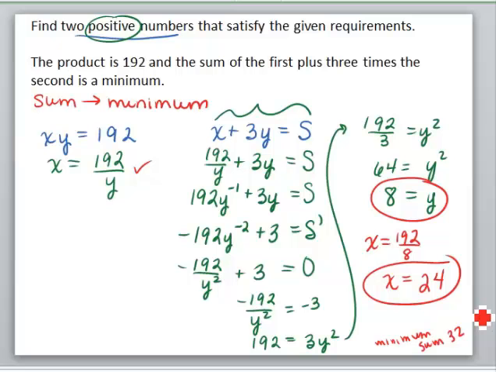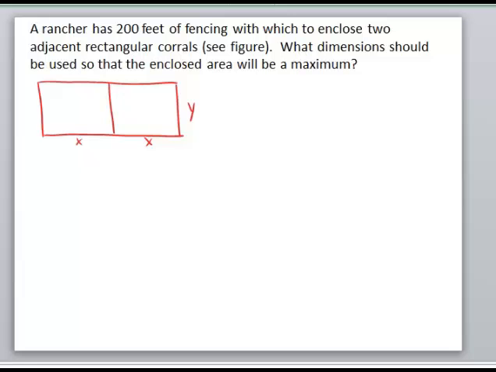You'll see them more in other problems. For the next problem, it says a rancher has 200 feet of fencing with which to enclose two adjacent rectangular corrals. You can see the picture that was given. What dimension should be used so that the enclosed area will be a maximum?